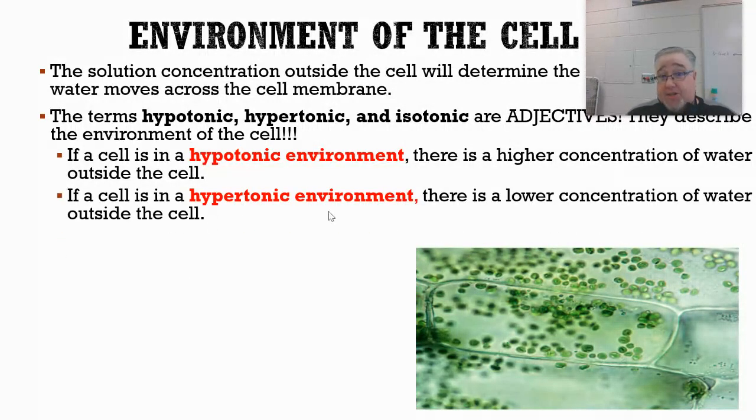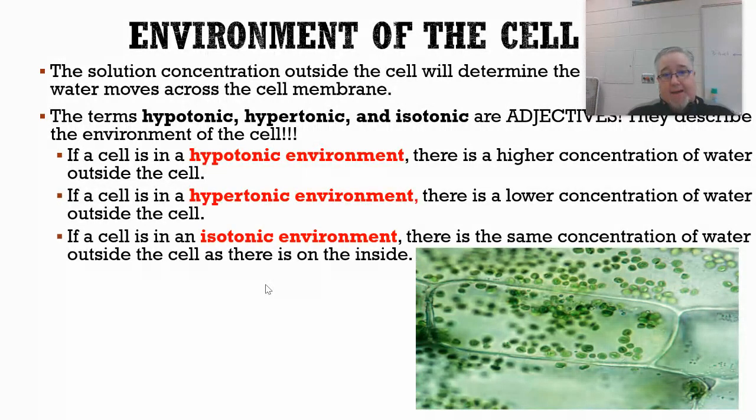Hypertonic is just the opposite. Here we have an environment where there's a lower concentration of water on the outside of the cell. So again, think about where water would move. Would it move in the cell or would it move out of the cell? And then finally, we have something called an isotonic environment, where the concentrations of water are exactly the same on either side of the membrane, both inside and outside.